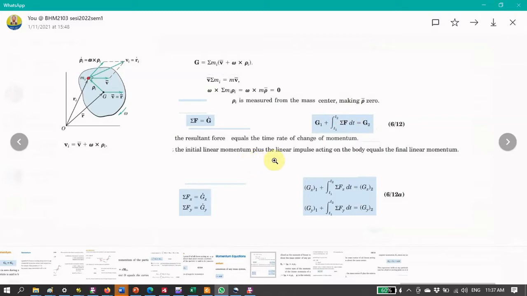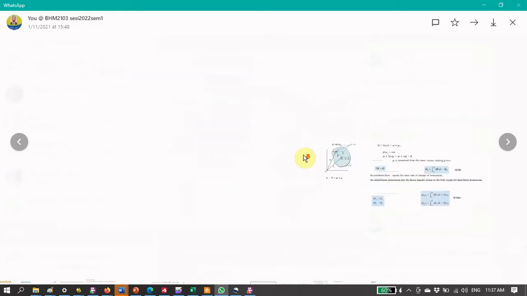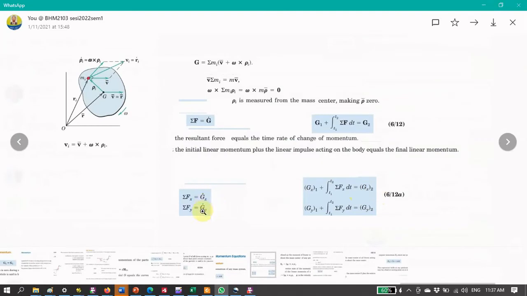And since this is a vector quantity, we can write the equation. We can see that we have only two components here because the rigid body has only x and y components. And then we can expand that in terms of the linear impulse momentum equations, equation 6.12, in x and y components.